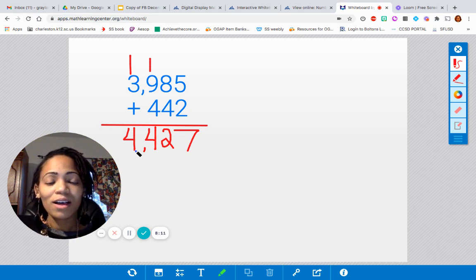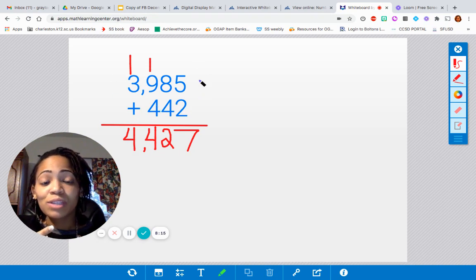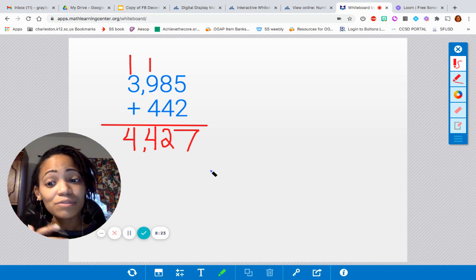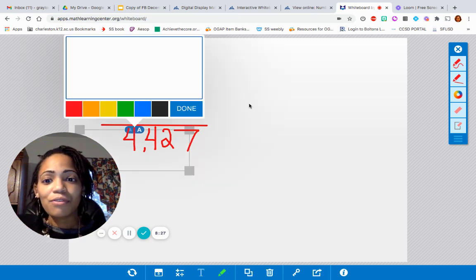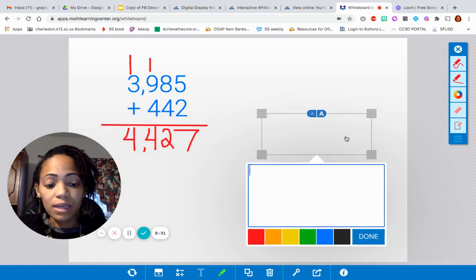That's what you got. Awesome. I'm so impressed. Another way that you could check your work is you can use your knowledge of rounding. So this number is really close to 4,000. This is close to 400. So our number should be close to 4,400. And it definitely is.